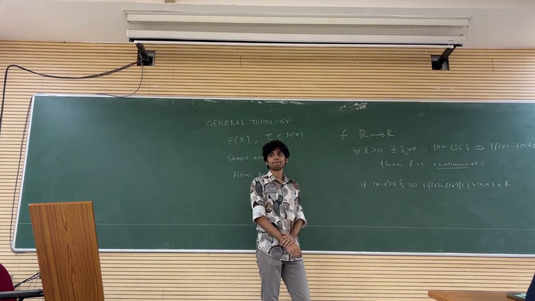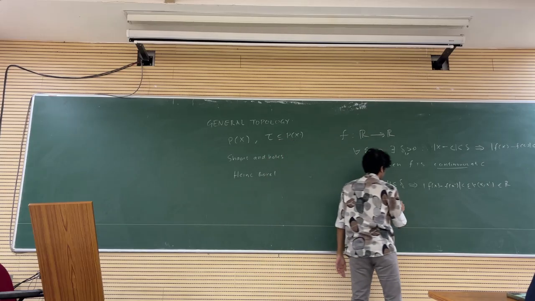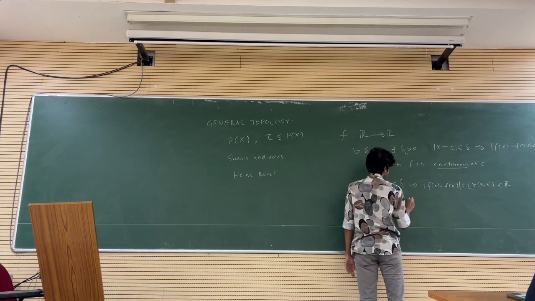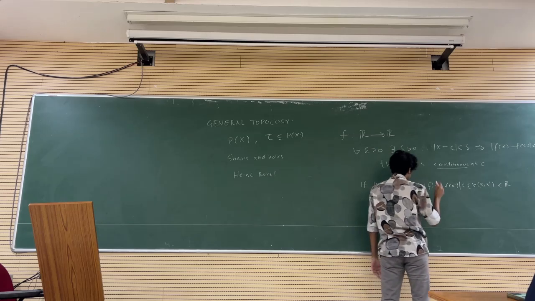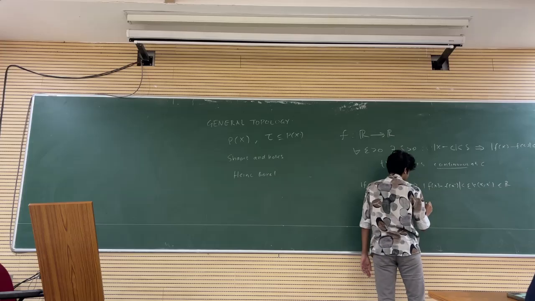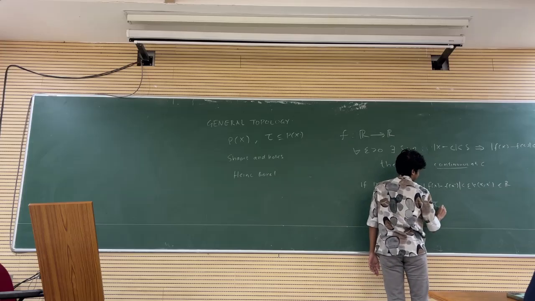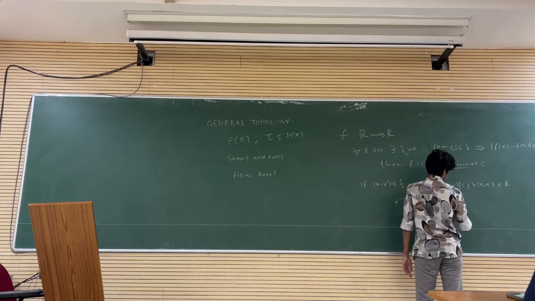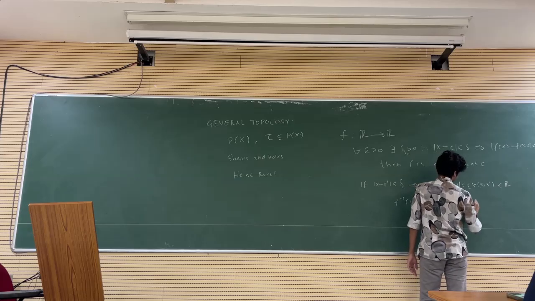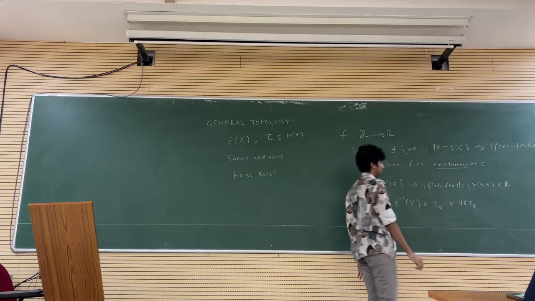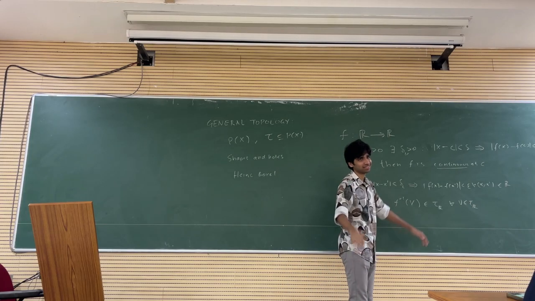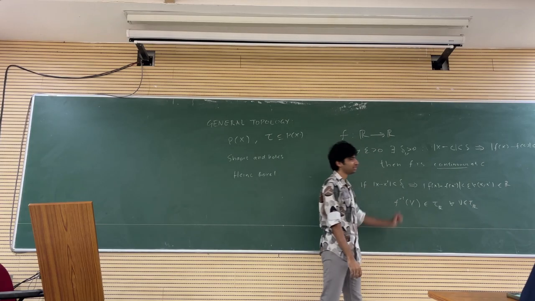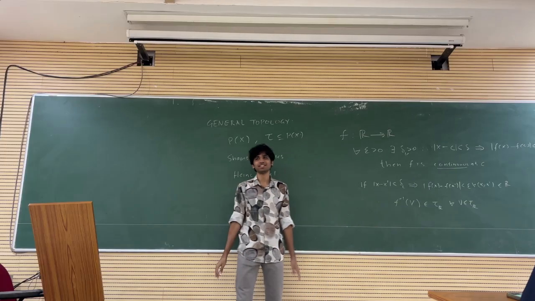The inverse image of an open set is open. Fair. Whatever words he's saying, we'll keep as unknown. But we don't know what he's saying. Any other definition of continuity, which you probably have seen in analysis?